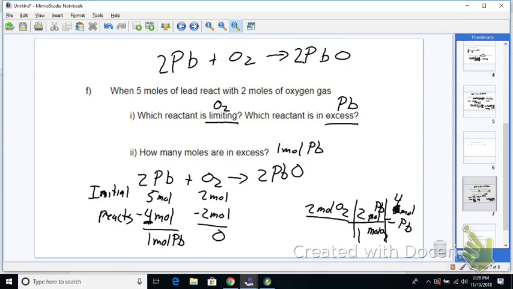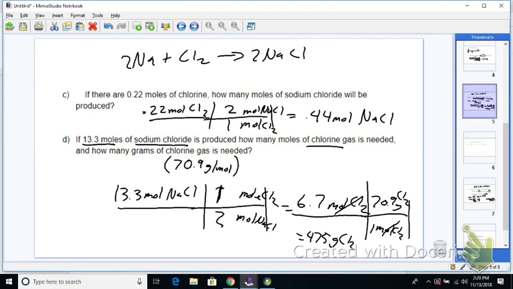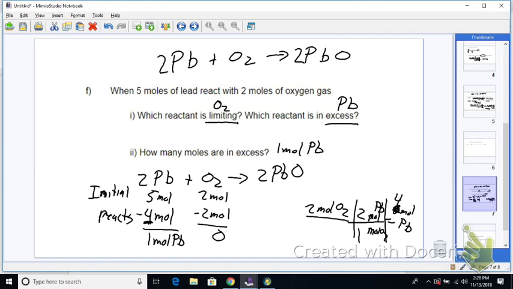Okay? Now, next 2 questions. How many moles of PbO are produced? Which of those 2 do I use? Which of these two will I use? That's the wrong one. Which of these two would I use to determine how much PbO is made? Would I use the lead or would I use the oxygen? I have to use the oxygen because it ran out.